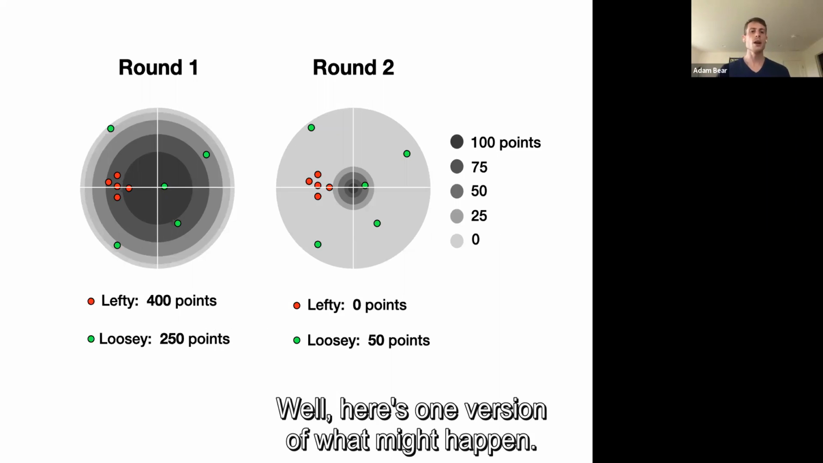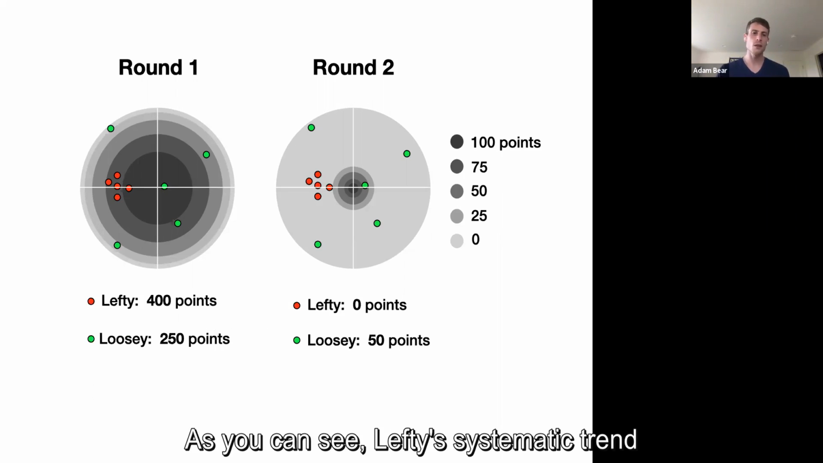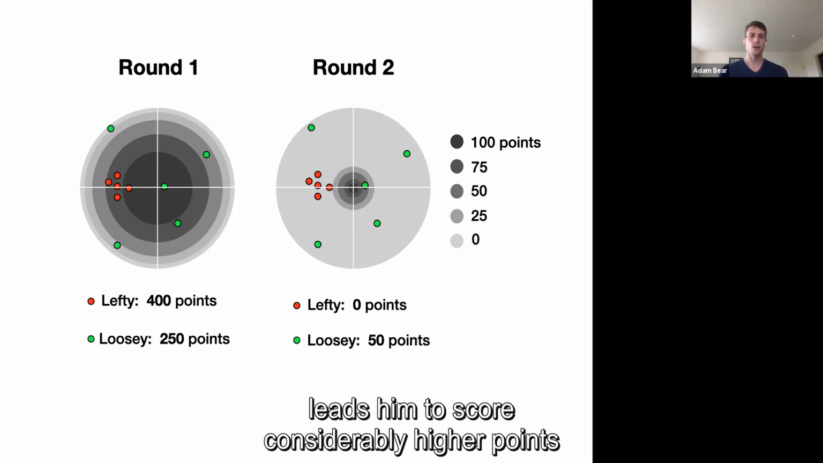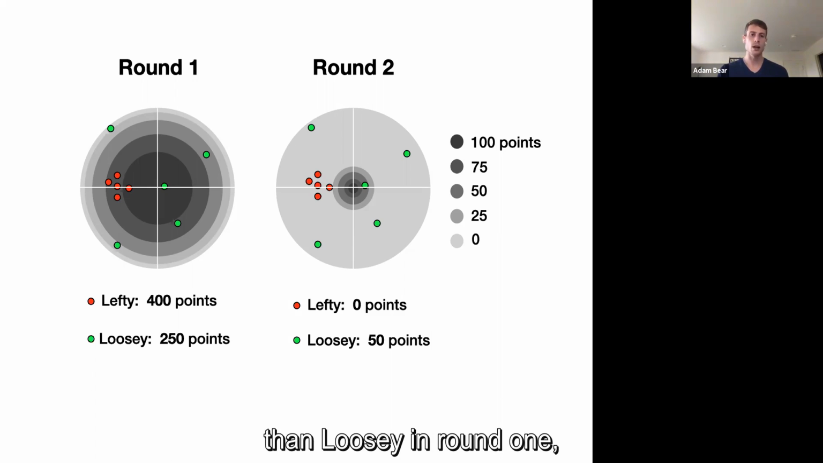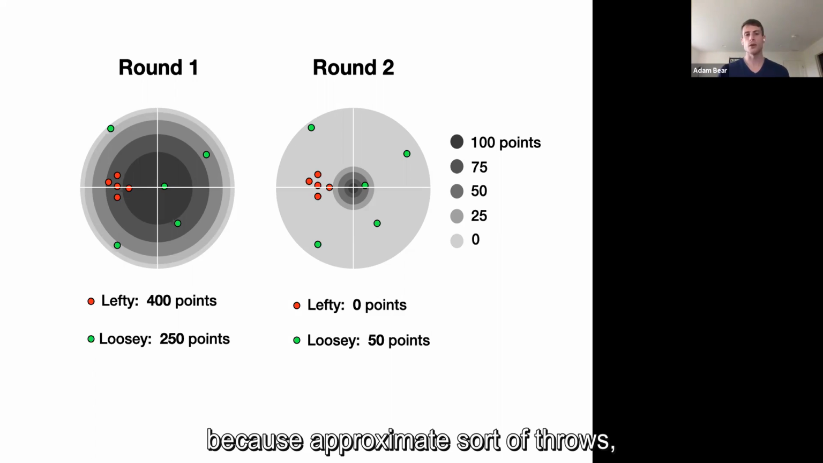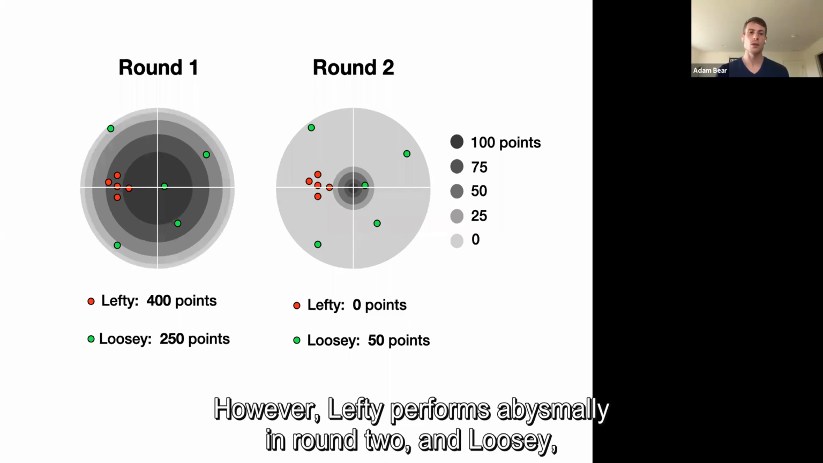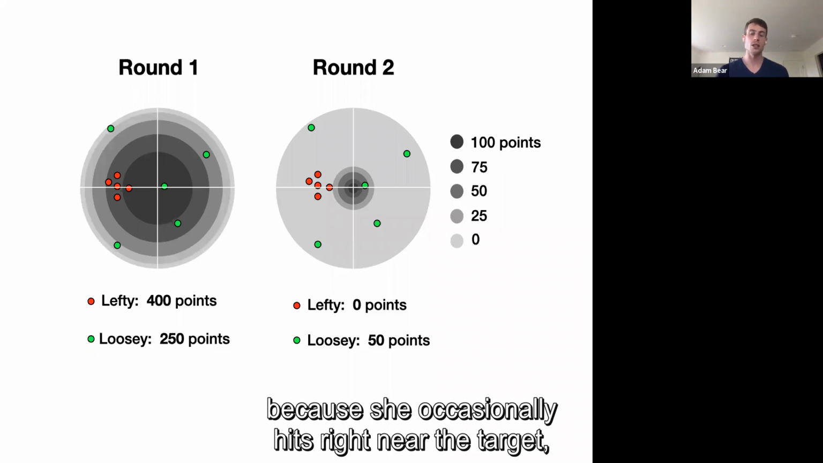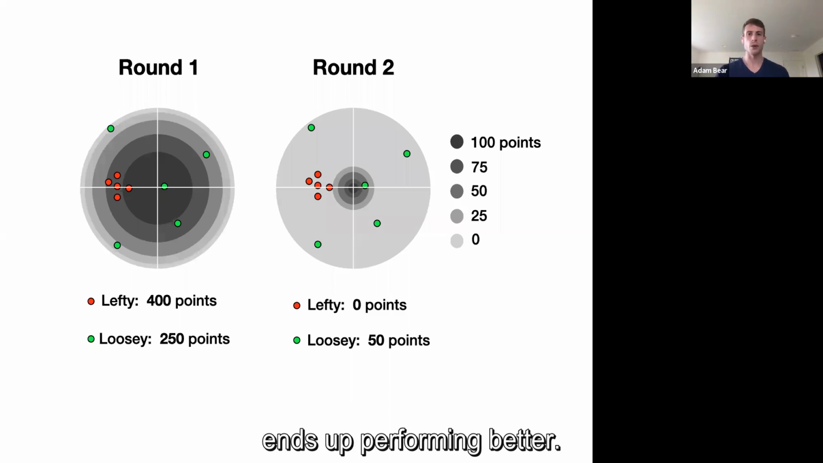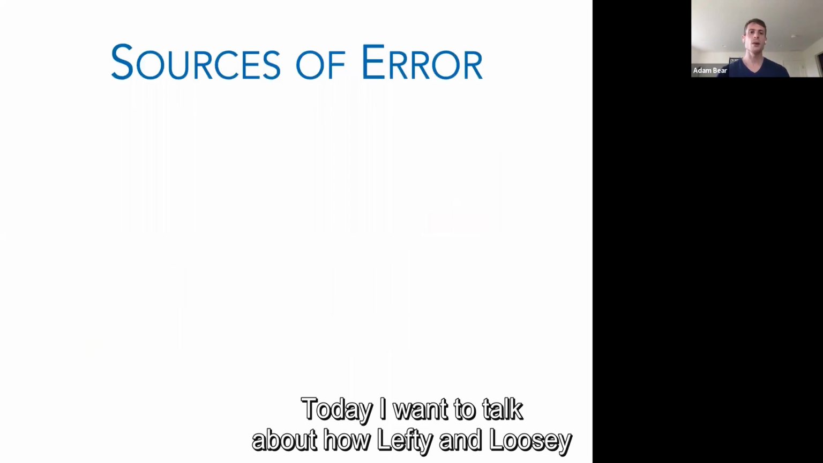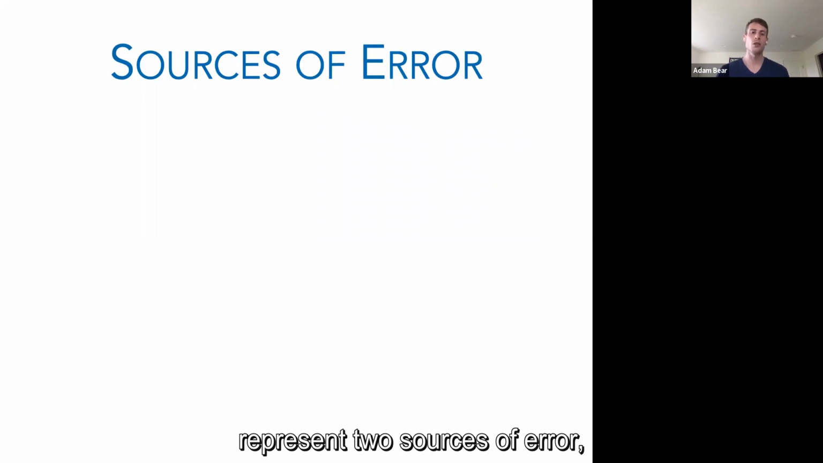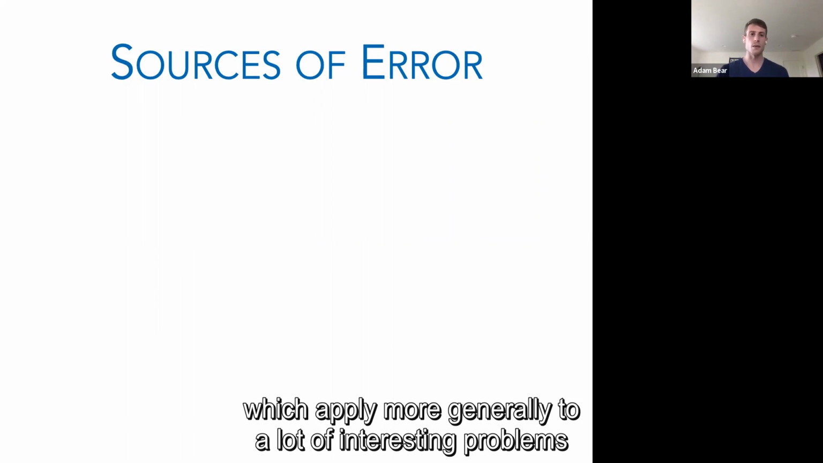Well, here's one version of what might happen. As you can see, Lefty's systematic tendency to throw to the left leads him to score considerably higher points than Lucy in round 1, because approximate throws in this case are fine. However, Lefty performs abysmally in round 2, and Lucy, because she occasionally hits right near the target, ends up performing better.